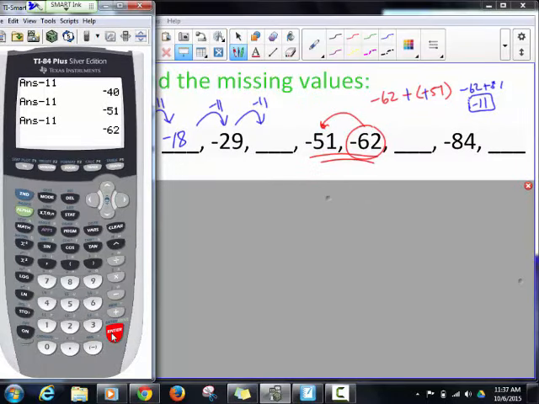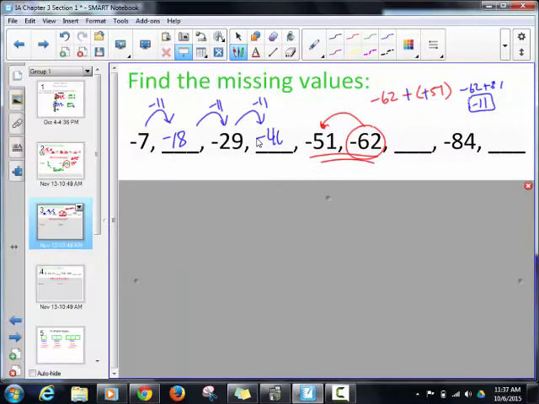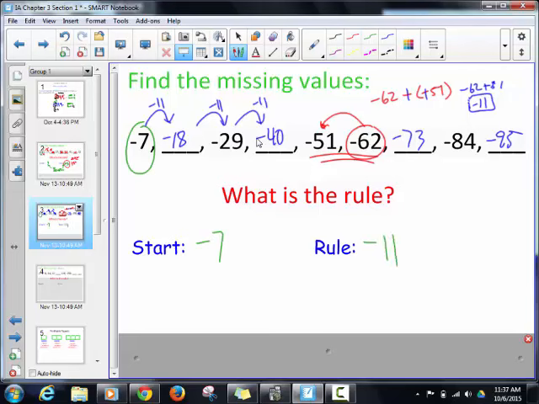I could just use my calculator just like that. So I saw this guy with negative 40, negative 51, negative 62, negative 73, and negative 95. And just like before, start. Remember, our start is we're at negative 7. And what are we doing? We are subtracting 11 each time. So make sure you always put the starting value and the rule.